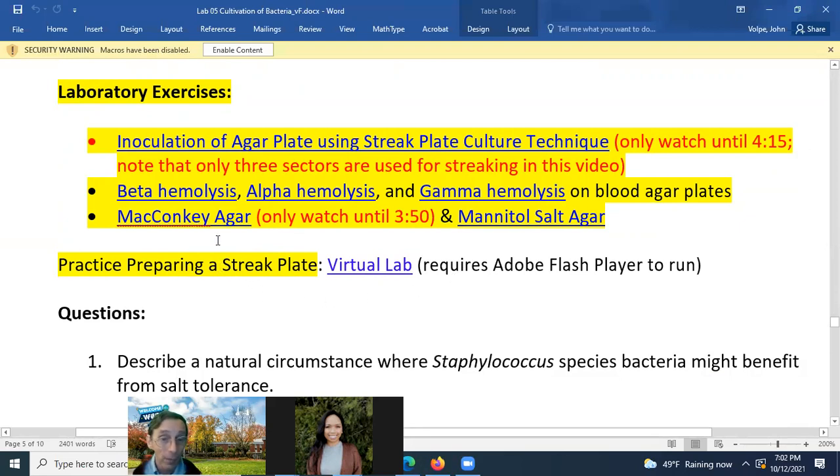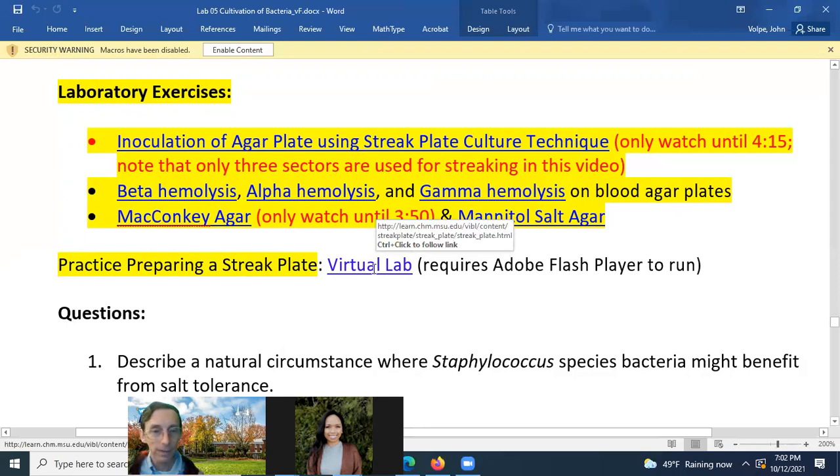MacConkey's agar, we have a video on that. You only need to watch that to 3 minutes and 50 seconds. So it's a longer movie, you don't need to watch beyond that. There's mannitol salt agar. There's a little video to watch on that. And then there's practice preparing a streak plate. And this is a virtual lab.